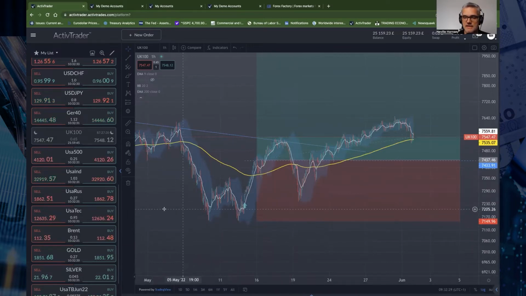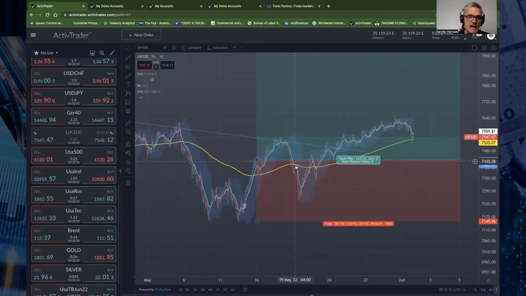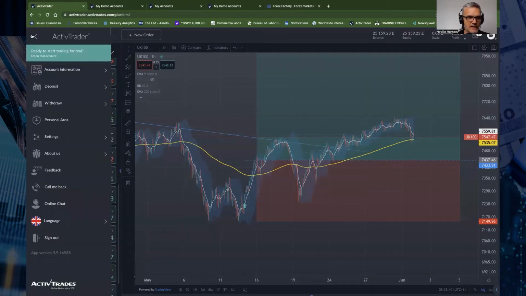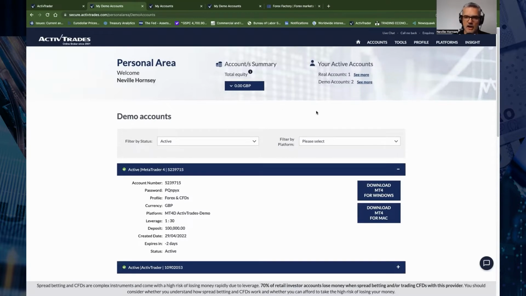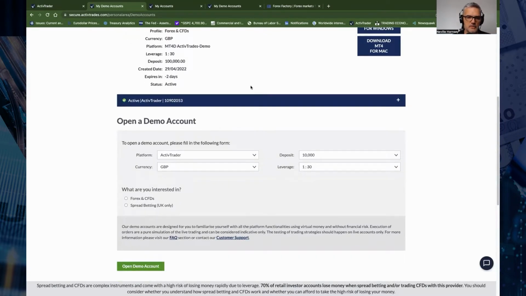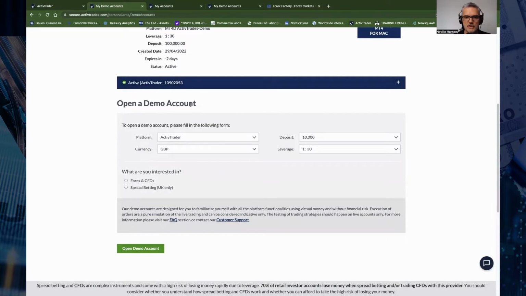What I'm going to do now is create a new trading account, a new demo account, so we can monitor whether or not the next month or so's trading ideas are working out. So we go to the left-hand side again, and we go to our personal area. That takes us to our current accounts. If we scroll down, we can open up a new demo account.